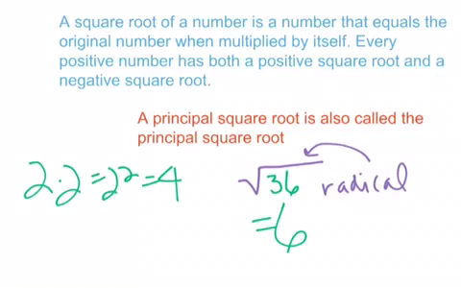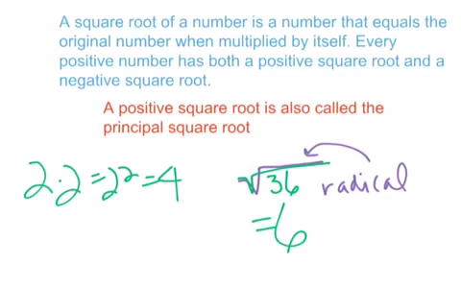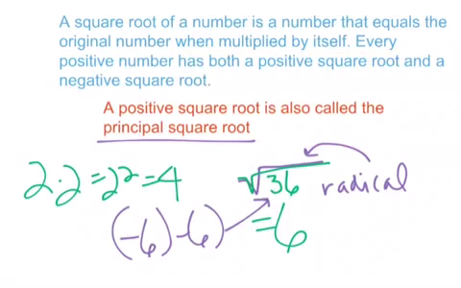Alrighty, so remember this little sign right here is called your radical sign. A positive square root is also called the principal square root. So, what that means is this: when you are doing the square root of 36, it is 6, but you could also do negative 6 times a negative 6, and still get a positive 36. So, if the number inside your radical sign is positive, then your answer will be both positive and negative. There's 2 different answers here. So it's not just 6, it is positive 6 and negative 6.